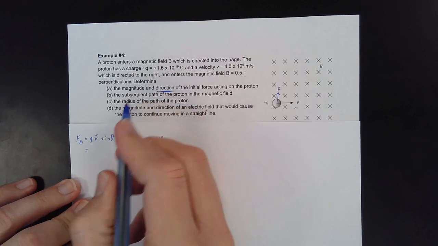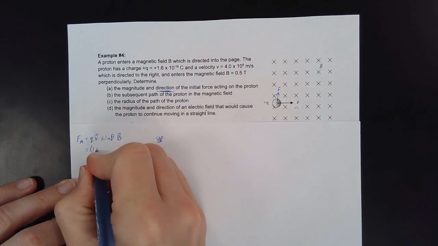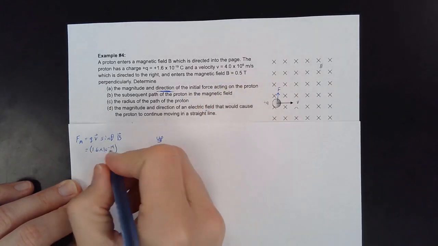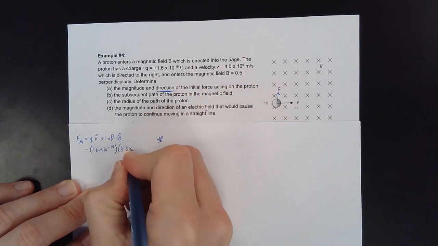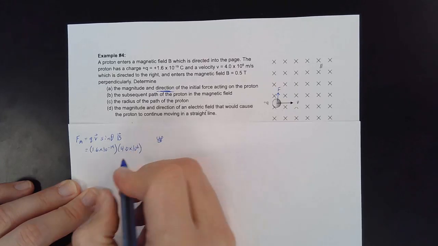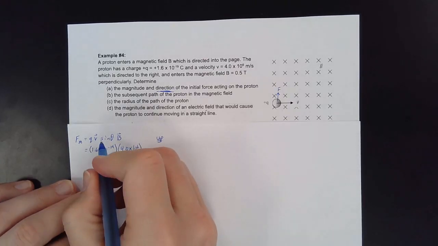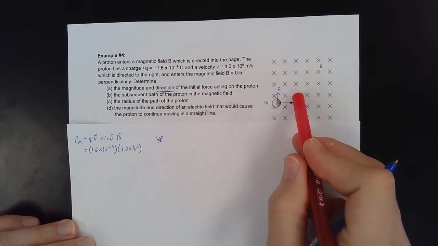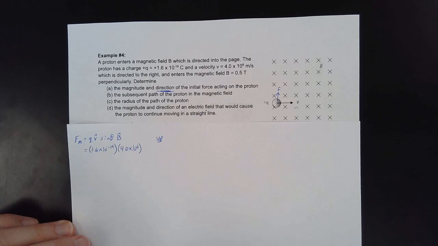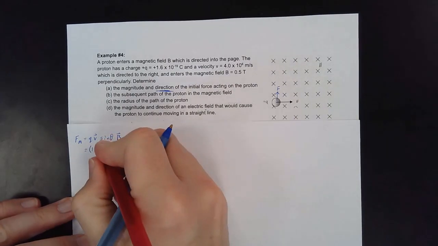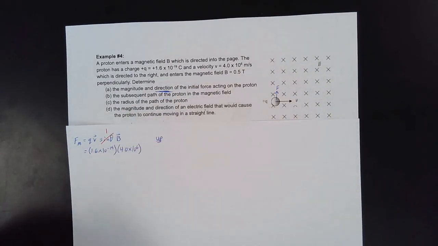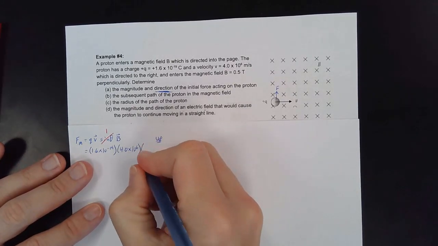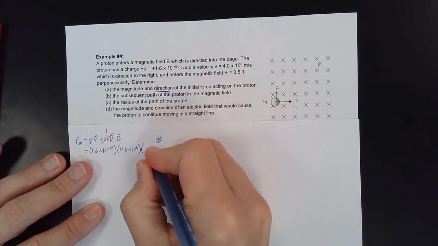We have the charge, which is 1.6 times 10 to the negative 19th. We have the velocity, which is 4.0 times 10 to the 6th meters per second. Sine of theta, well, we know that theta here is the angle between our velocity and the magnetic field, which it does say is perpendicular, which is 90 degrees. So sine of 90 is 1. So when I multiply by 1, it's not going to be important, so we can leave it out. And then we just multiply by the magnetic field, which is 0.5.